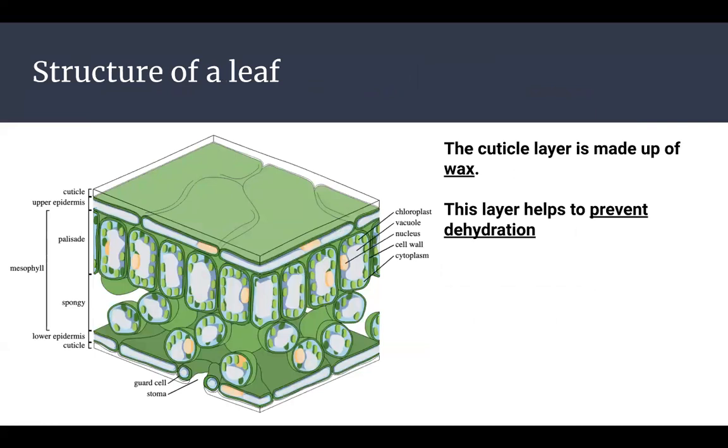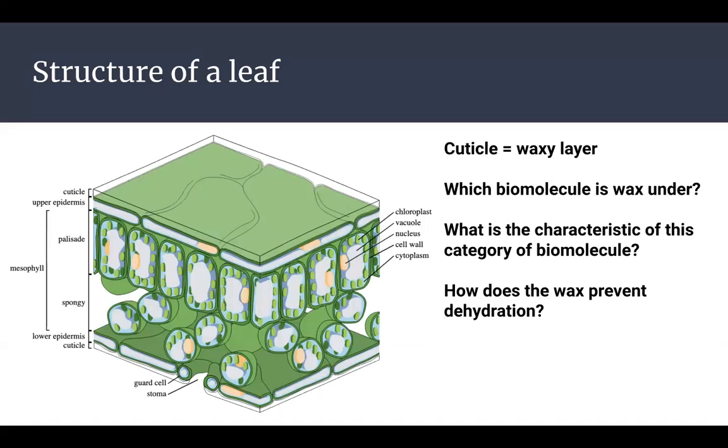The cuticle layer is made up of wax, all right? And it is a layer that helps the plant to prevent dehydration. Now, I don't want you just to memorize that fact, but I want you to understand how. So we look at the material wax. Do you remember which biomolecule wax is under? Out of the four biomolecules, you have protein, you have carbohydrate, you have lipid, and you have nucleic acid.